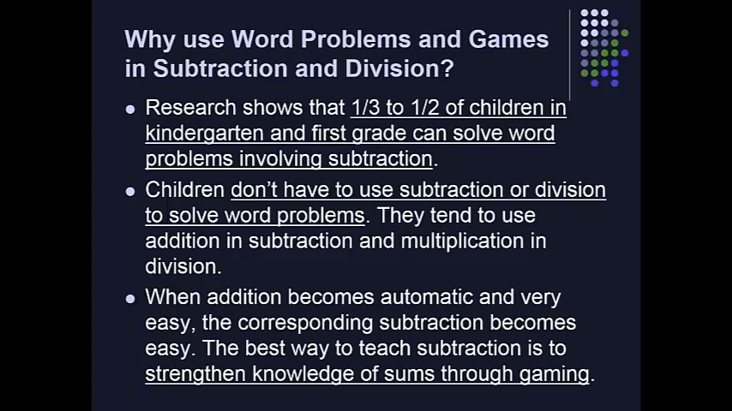Finally, we do know that when addition becomes automatic, when children automatically know sums and they know them very easily, the corresponding subtraction becomes easy. So the best way to teach subtraction is to strengthen the knowledge of sums. And the best way to do that is through gaming, where they get lots and lots of repetition with also lots of motivation to play and win games and think about how to solve those sums.